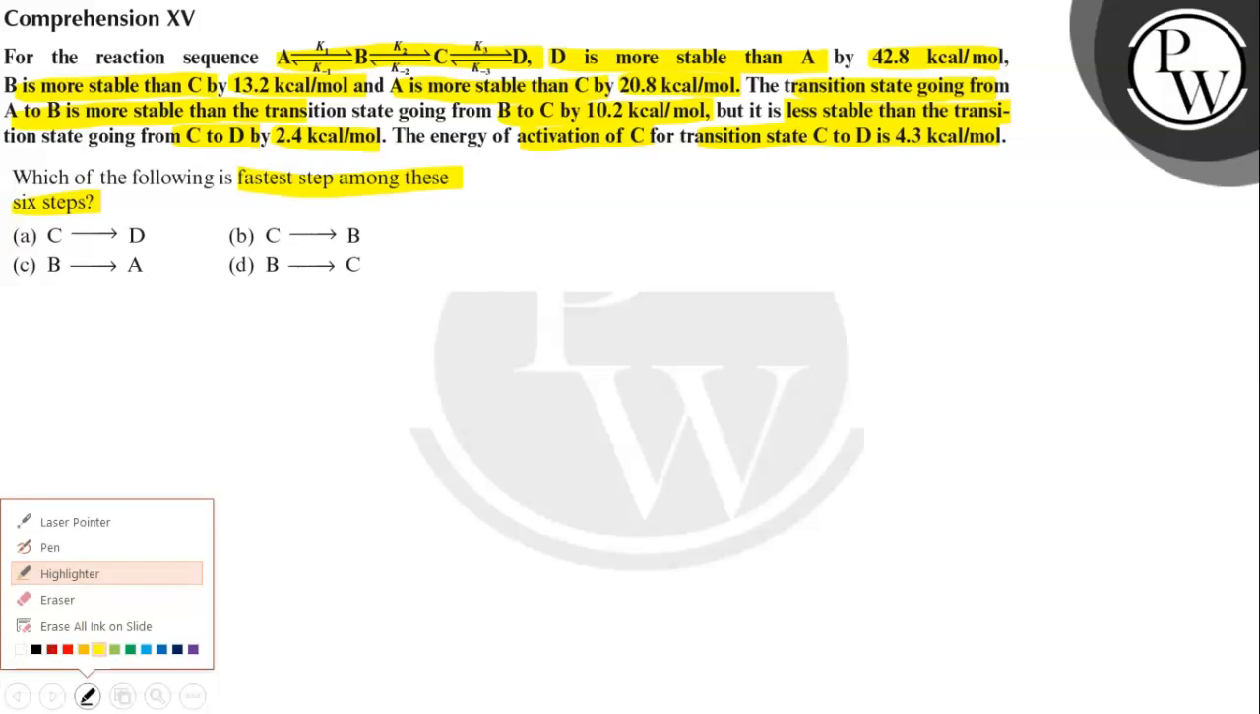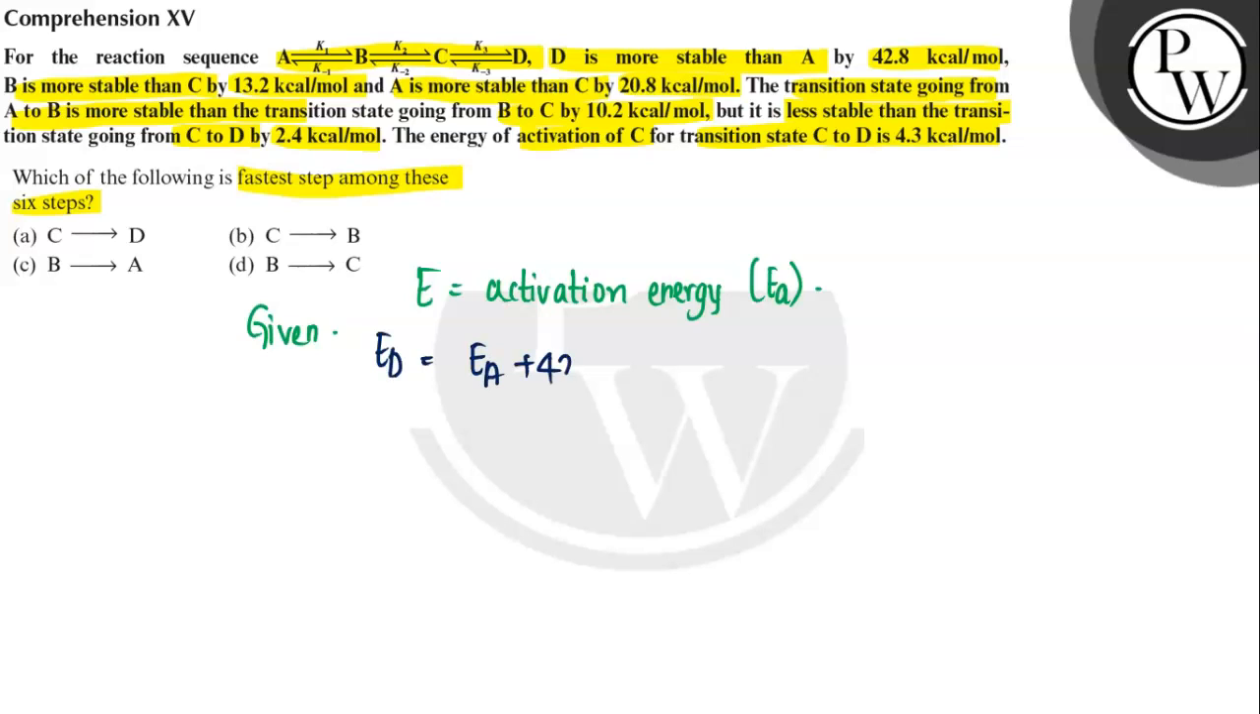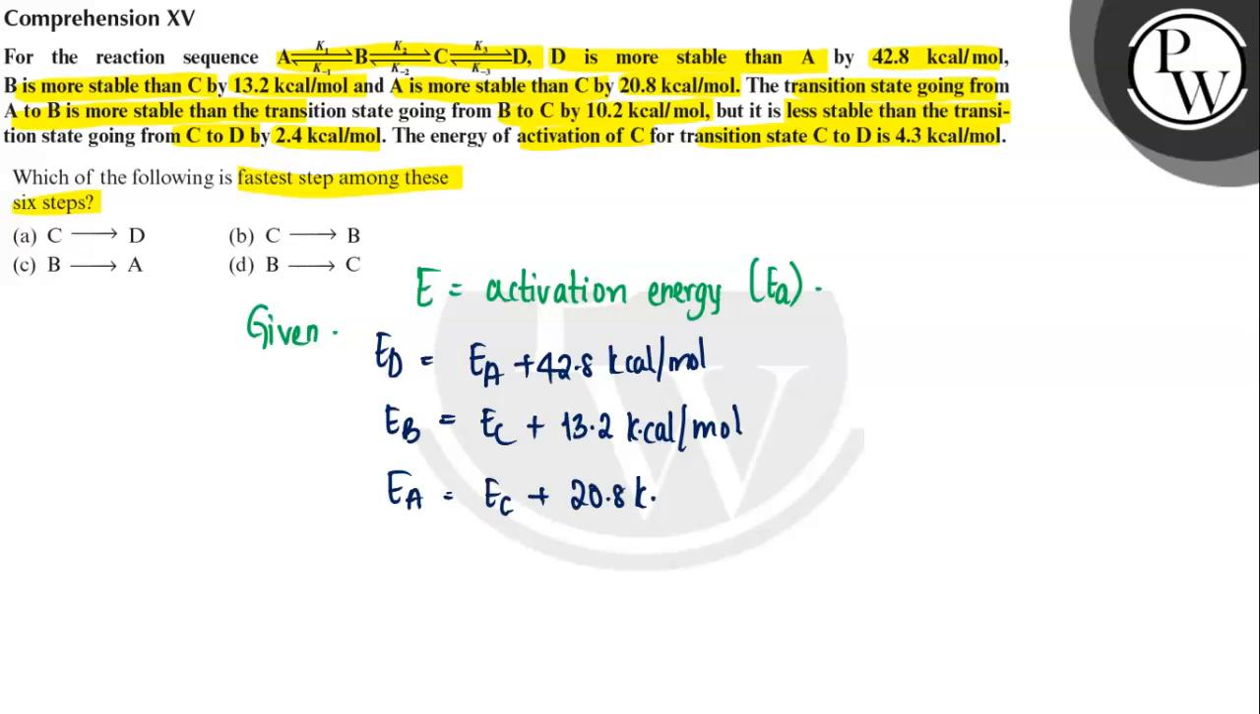तो चलिए देख लेते हैं. That is E is equals to activation energy, which is denoted as EA. तो यहाँ पर given data लिख लेते हैं. तो यहाँ पर ED is given, that is EA plus 42.8 kilocalorie per mole, and EB is given, that is EC plus 13.2 kilocalorie per mole, और यहाँ पर EA की वैल्यू दी गई, that is EC plus 20.8 kilocalorie per mole.